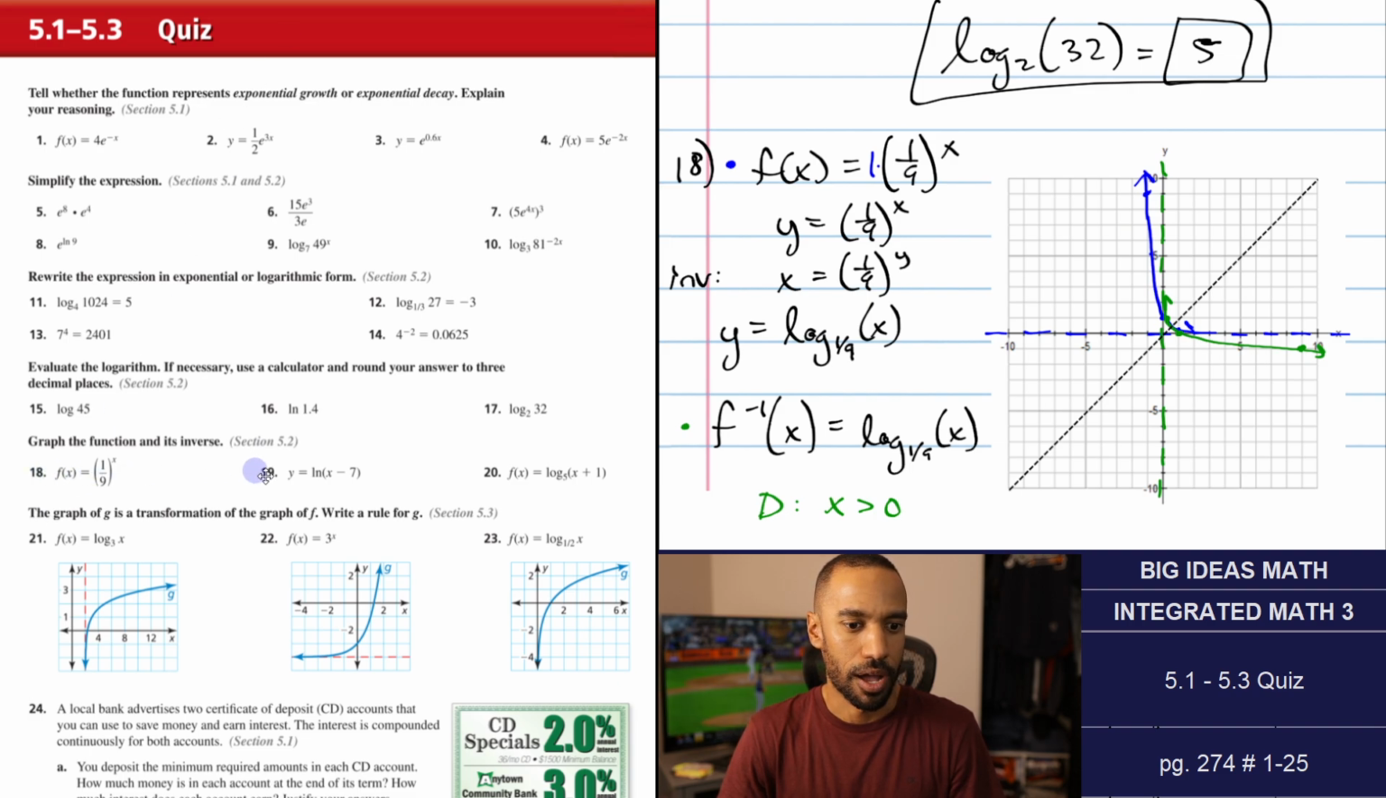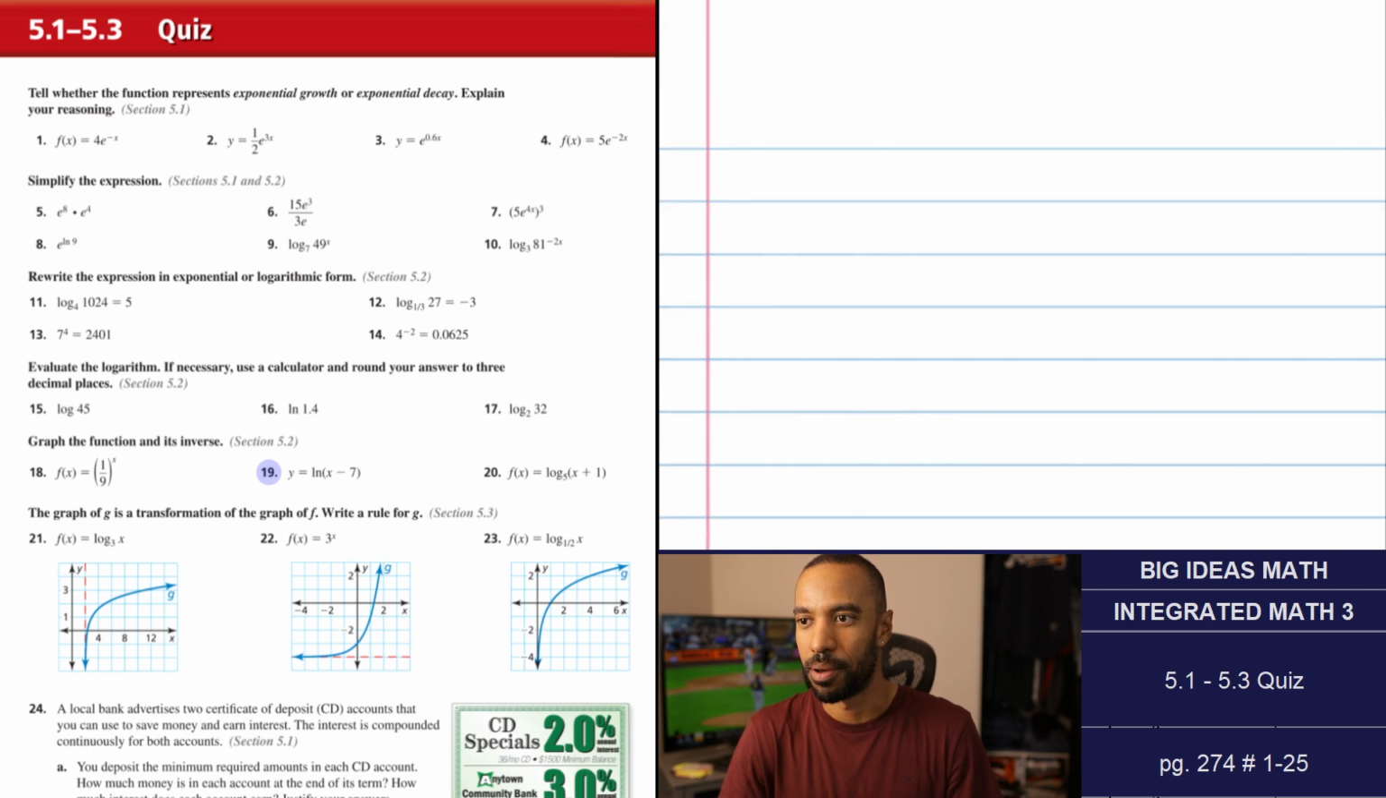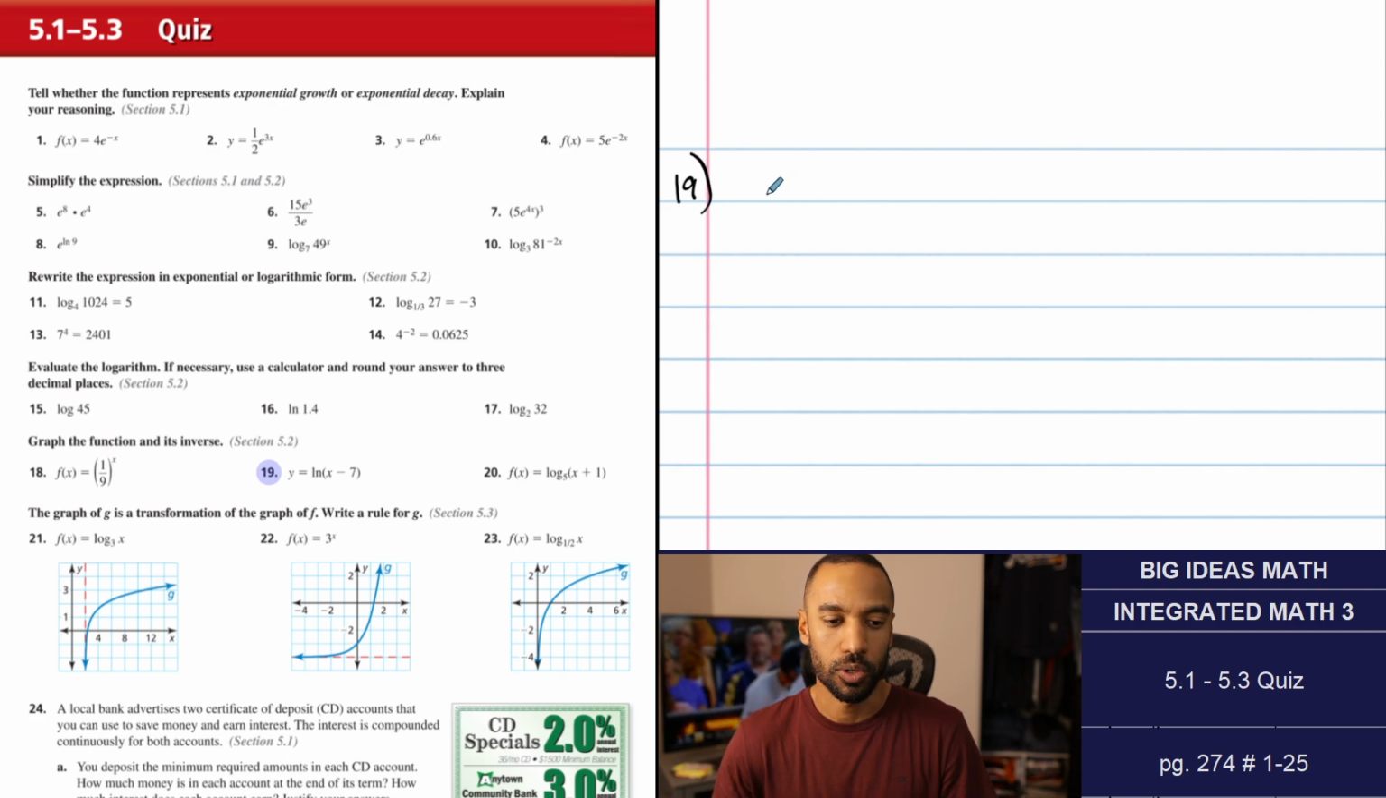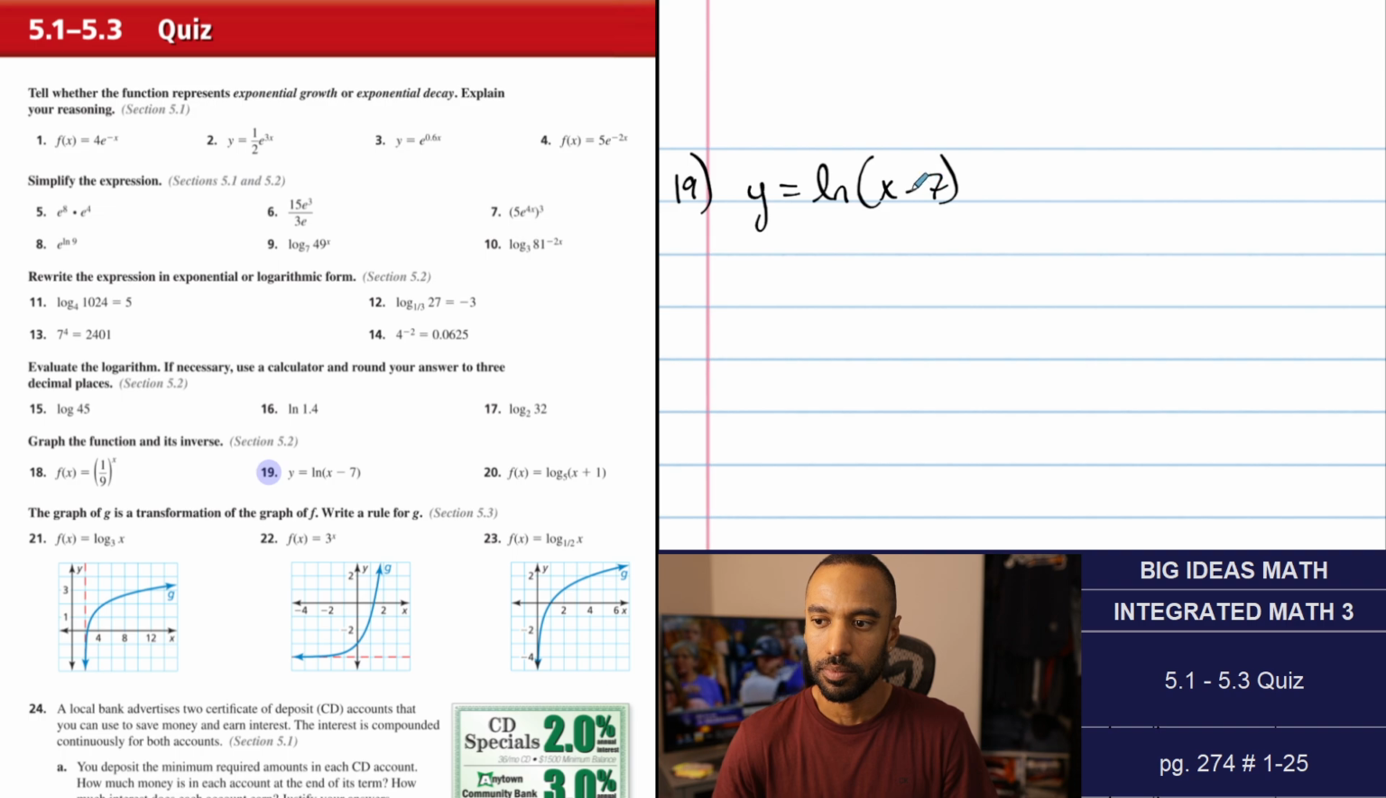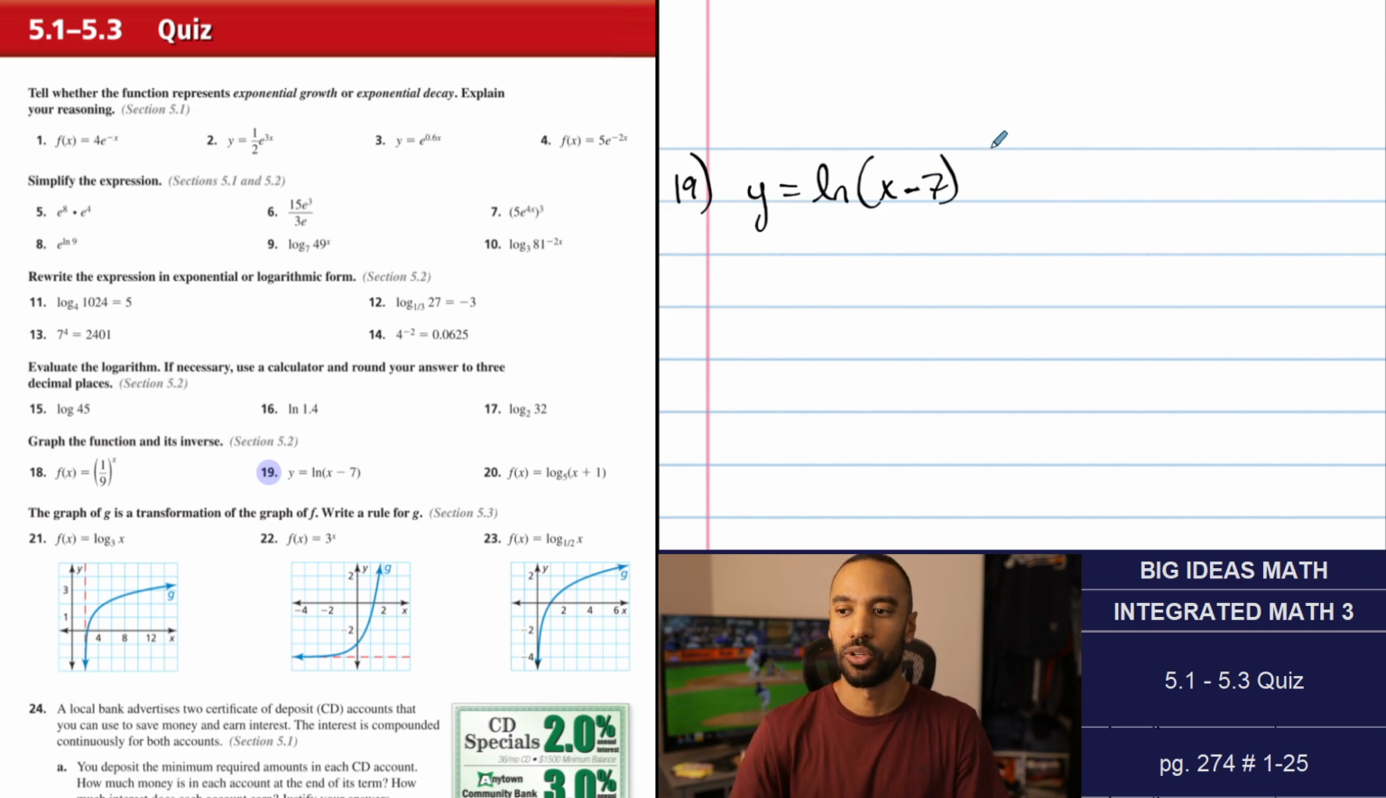Well, they had to throw a natural log in. I'll tell you what, we never graphed natural logs in section 5.3, but then again, this is a 5.2 thing, but natural log, again, is just log base e. So let's learn it. Let's learn it right now together.